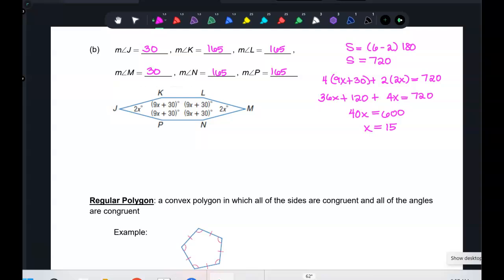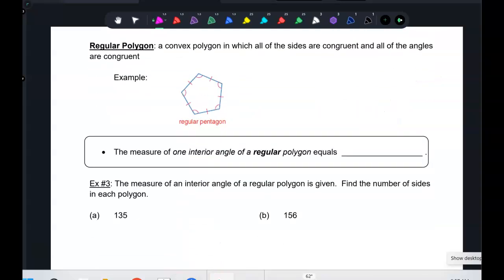So if you have something other than a triangle, we have to figure out, right, what the sum is going to add up to, and then we can solve from there.